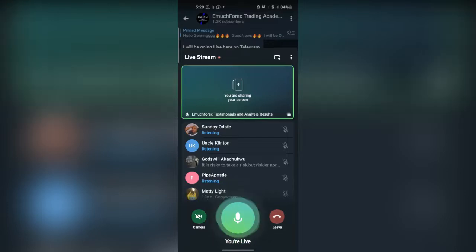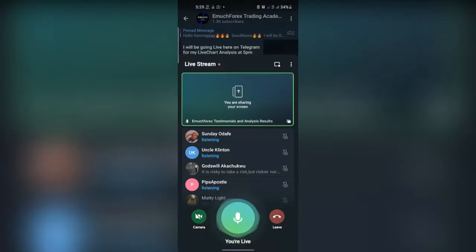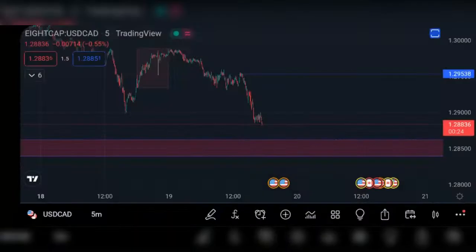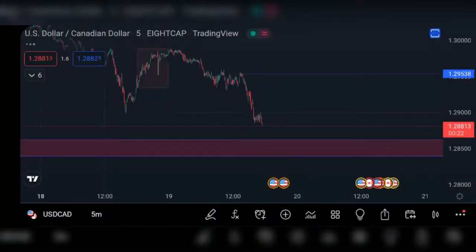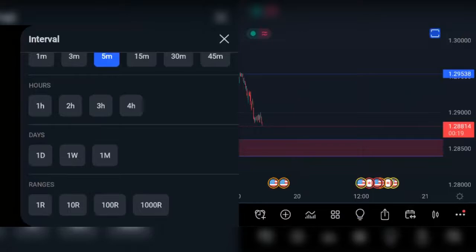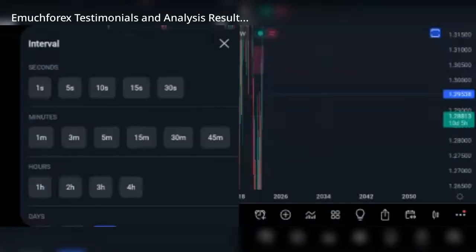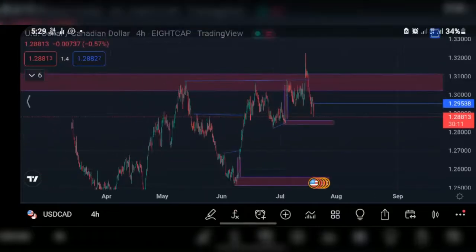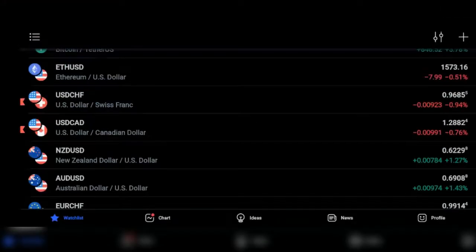Okay. Without further ado, we'll go straight to GBPUSD. I'll just quickly do it because of time. I don't like doing long videos. Just quickly show GBPUSD. Go over to the 4-hour time frame. Let's see GBPUSD.